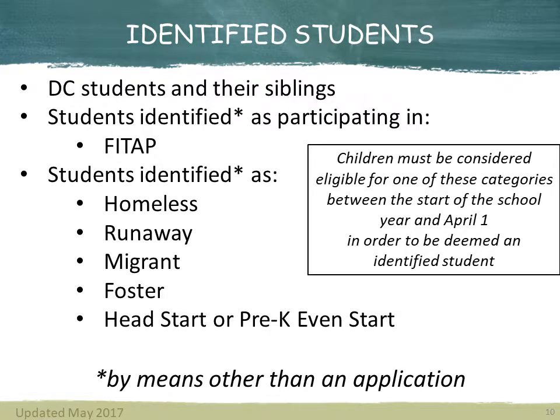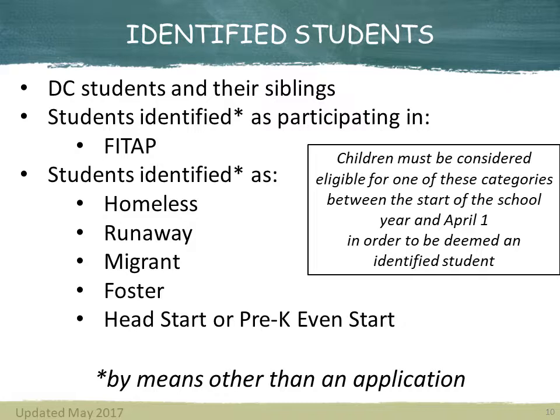Okay, so what are identified students? And this comes up all the time. What do we count? What do we not count? So DC students and their siblings. That is that SNAP list that you're receiving. The last one you received was mid-April, but it was as of March 31st. So you can use that run. But yes, you did not receive it until mid-April.